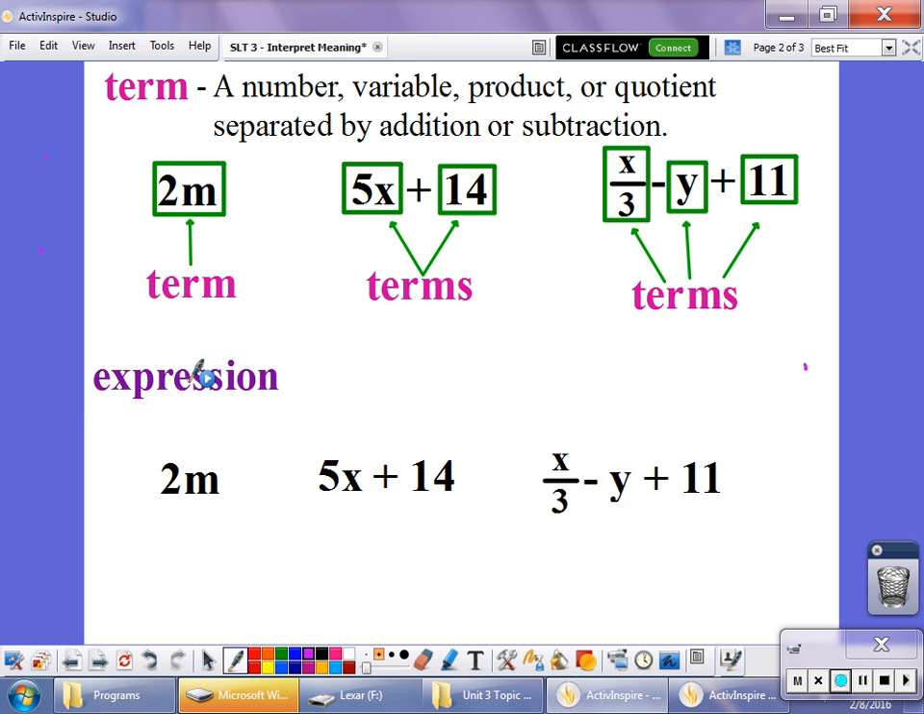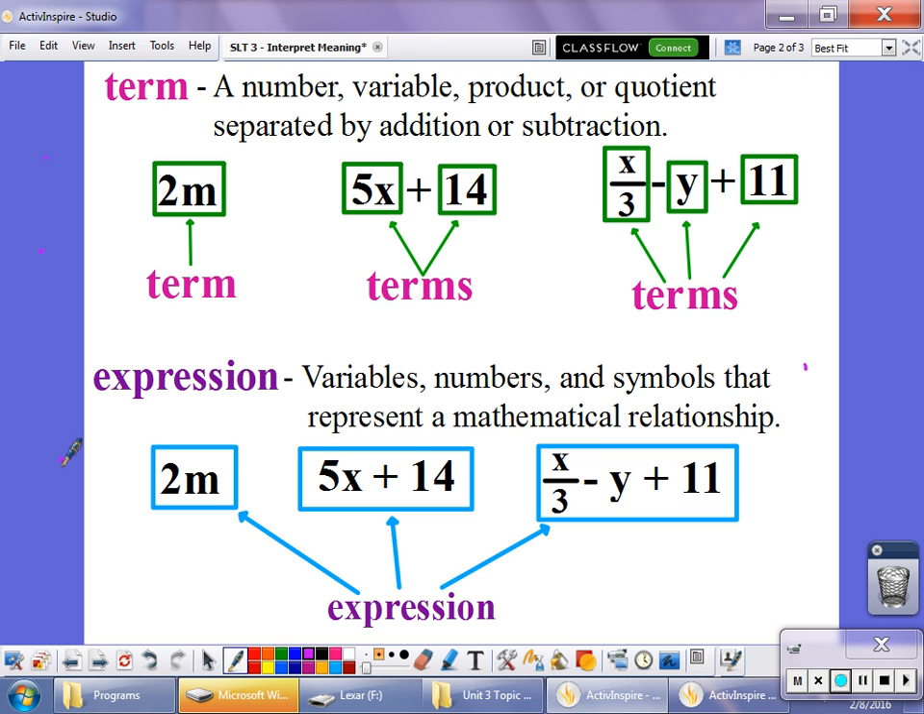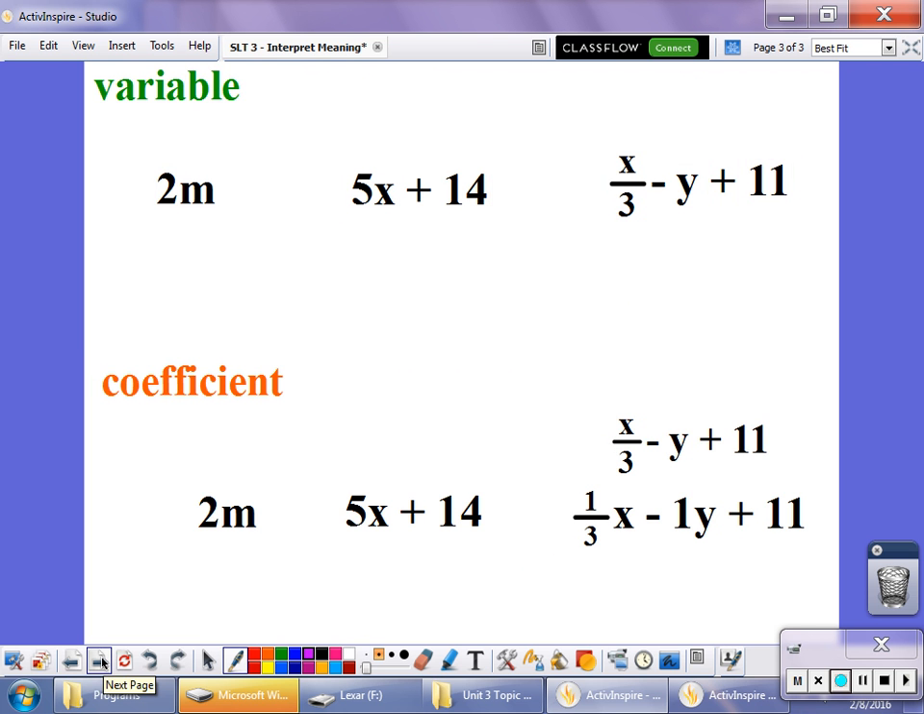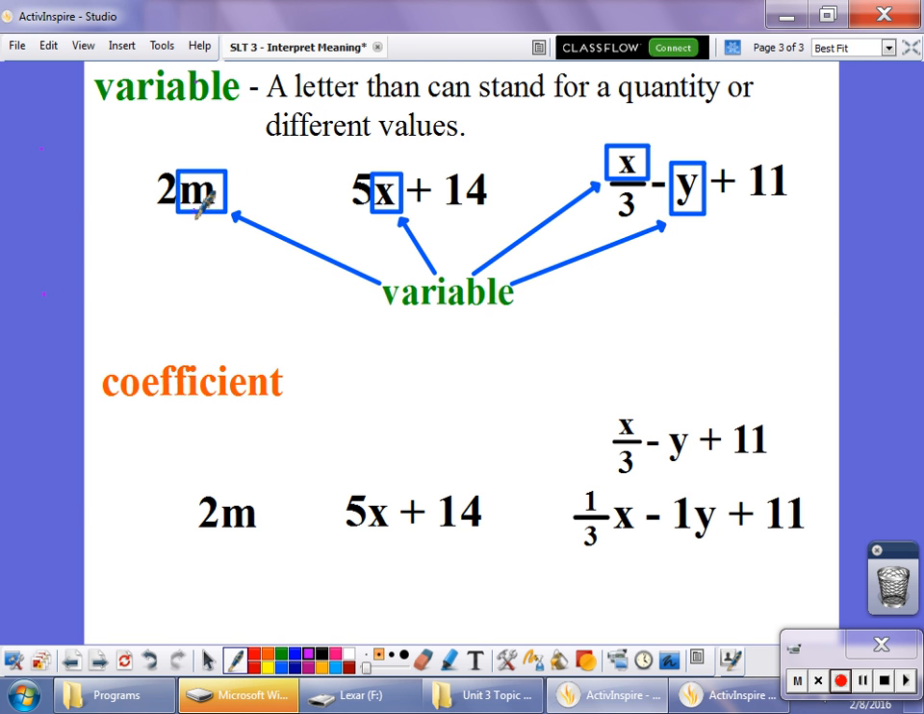Now, we already talked about numerical and algebraic expressions, so let's just review that. Expressions are variables, numbers, and symbols that represent mathematical relationships. So the whole thing that we have here is our expression. We have variables, which we've talked about. Variables are letters that stand for unknown quantities. So when you look at your terms, any letters you see are your variables.